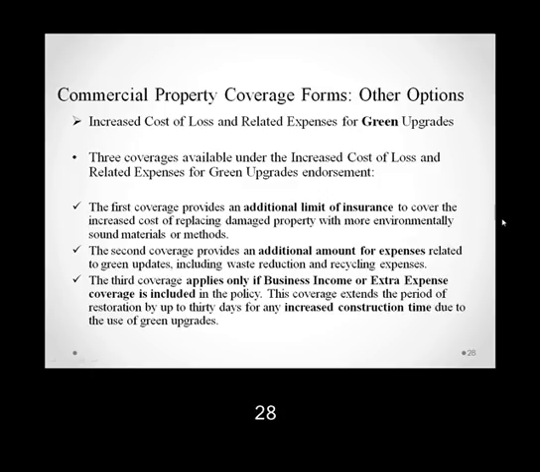Now we will talk about business income and extra expense in later sections, but here you have to bear in mind that without business income or extra expense coverage, you may not have this third coverage. Now it will cover the period of restoration by up to 30 days for any increased construction time due to the use of green upgrades.